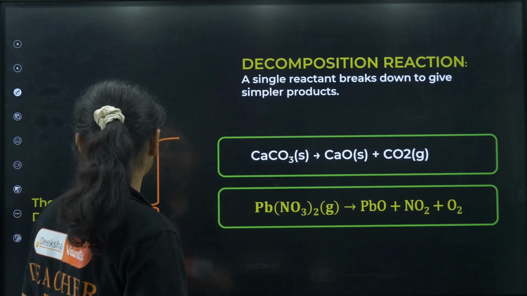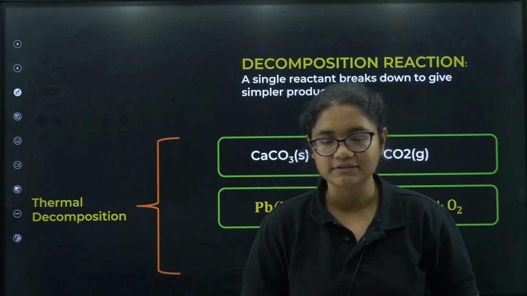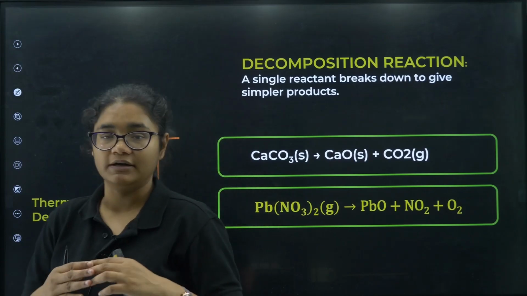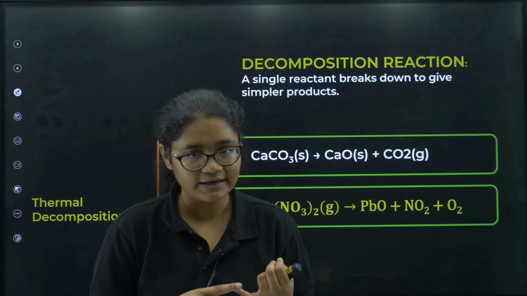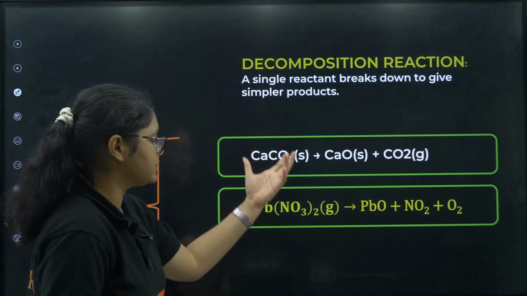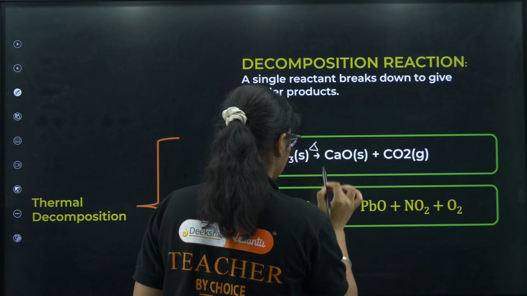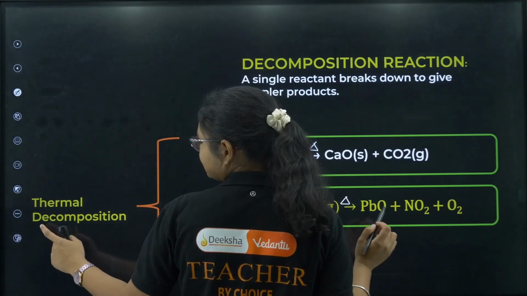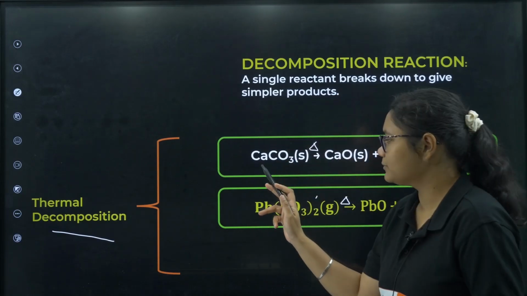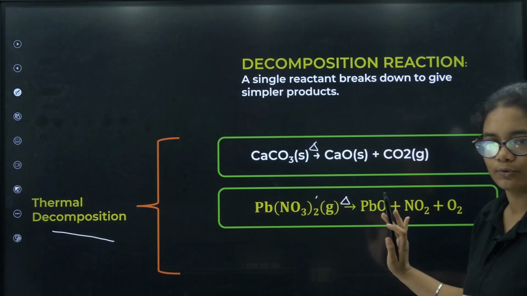Now moving forward to decomposition reaction: when a single reactant breaks down into simpler compounds, that is called a decomposition reaction. Decomposition reactions can be of three categories: by heat, by electricity, or by light. These are the examples where you get decomposition by heat, by providing heat, and that is why it is called thermal decomposition. Calcium carbonate, easily you can remember, breaks to give you CaO plus CO2.